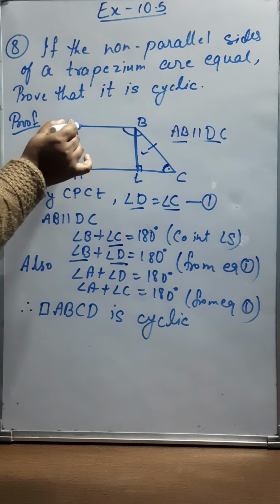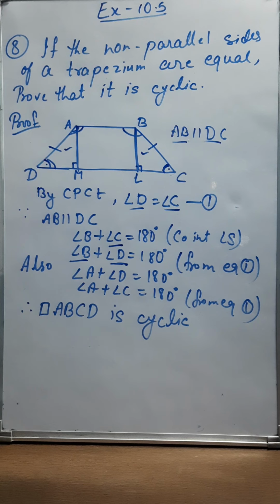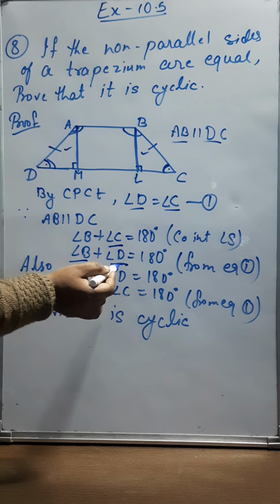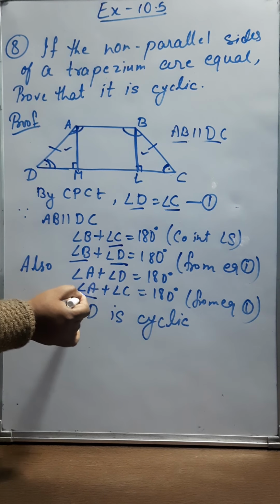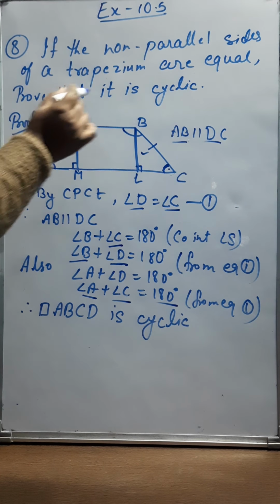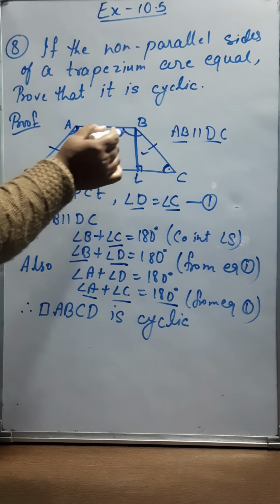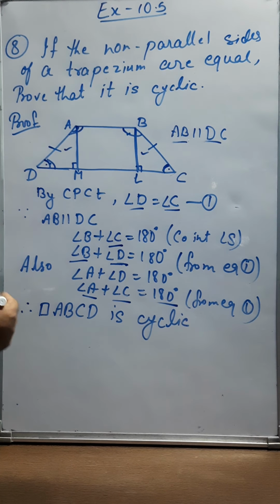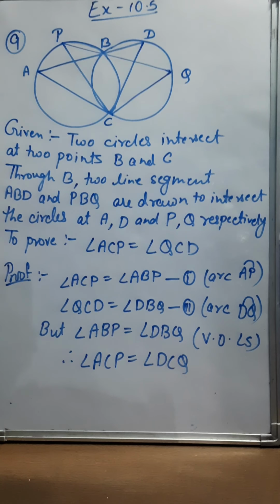Similarly, we have angle A plus angle D is also 180 degrees, because these two are also co-interior angles. So in this equation, if we replace angle D by angle C, we will get angle A plus angle C equal to 180 degrees. So in quadrilateral ABCD, we got both pairs of opposite angles summing to 180 degrees. So hence ABCD is a cyclic quadrilateral.